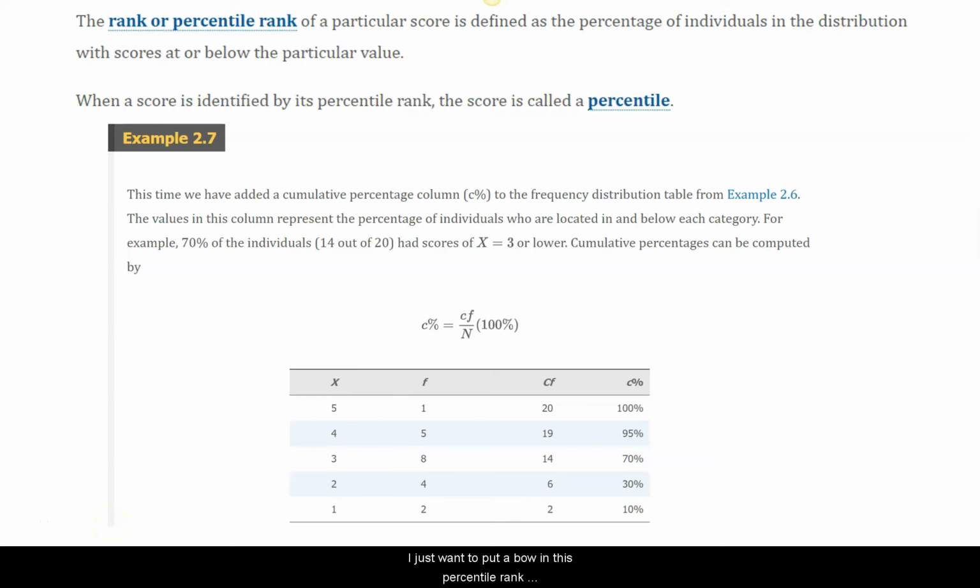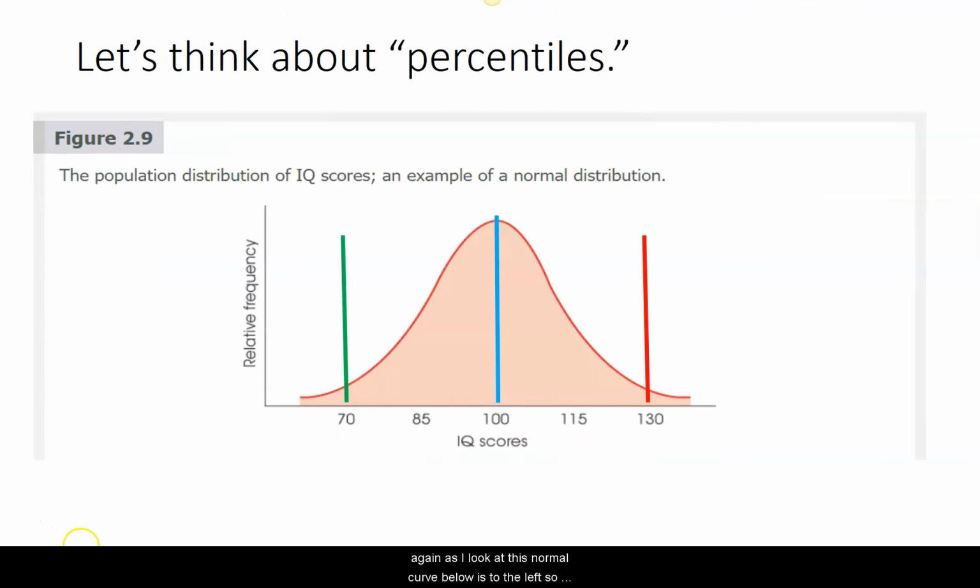Well, I just want to put a bow on this percentile rank business, and this will do for Chapter 2. I want to read the definition. The rank or percentile rank of a score is defined as the percentage of individuals in the distribution with scores at or below that value. So as I look at this normal curve, below is to the left. So everything at or below 130 is roughly 98th percentile. And of course, on the other end, everything at or below 70 is only about the second.